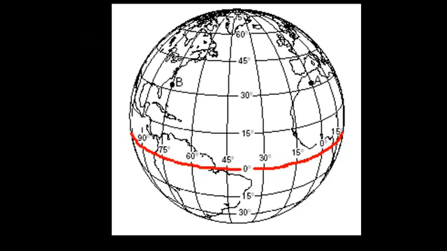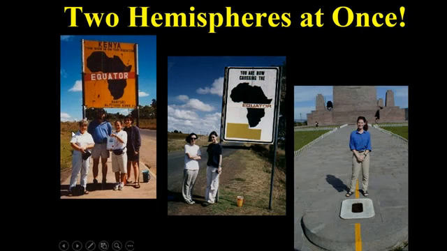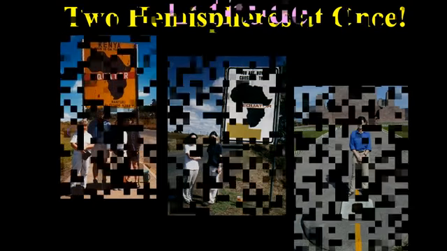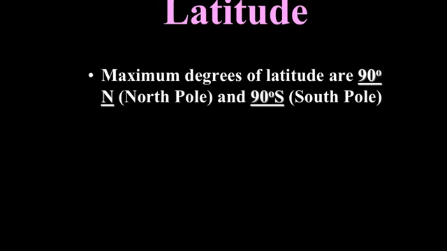This is a picture of the equator highlighted in red. Everything above the equator is considered north. Everything below the equator is considered south, as I said before. This group of people are standing on the equator, so therefore they're in two hemispheres at once. Kind of cool, huh? The maximum degree of latitude is 90 degrees north, or the North Pole, and 90 degrees south at the South Pole.